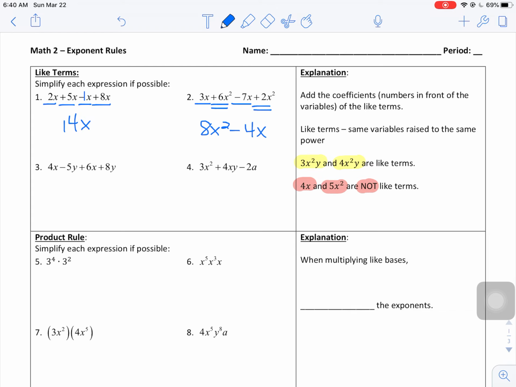Why don't you pause the video and try 3 and 4? All right, now that you've tried 3 and 4, on number 3, 4x plus 6x is 10x, and then negative 5y plus 8y is 3y. And then number 4, I kind of threw you a curveball. There are no like terms on number 4. So rather than leaving the problem blank, because it makes it look like you skipped it, either just rewrite the answer or say cannot be simplified. So I'll just rewrite the answer. I feel like that's easier.